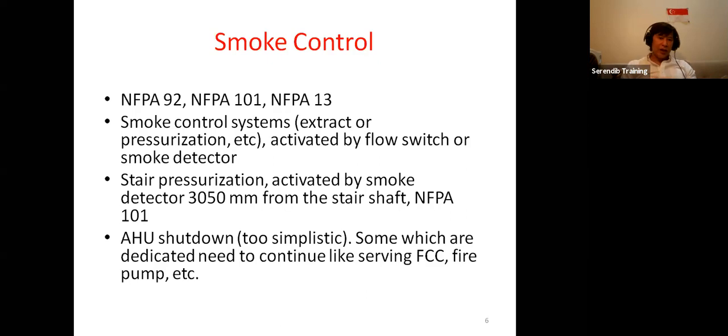There was one time somebody came to me. So if there is no smoke detector within 3 meters of the staircase, what will happen? You don't have a staircase pressurization activated at all. So my answer to him: if your fire alarm system smoke detection placement has been completed and there isn't any detector within 3 meters of the staircase door, then you just have to provide an additional one.